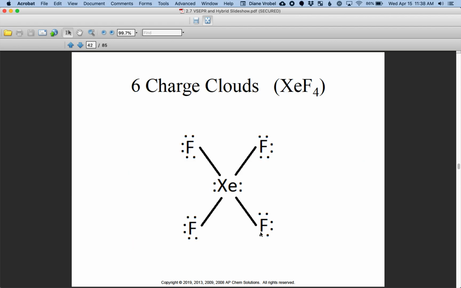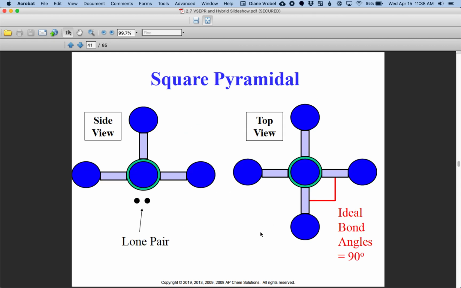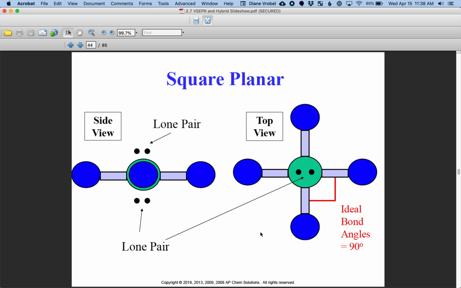Okay, so here is an example where we have xenon and it has 4 covalent bonds and 2 sets of lone pairs. So once again, it has to have a different name. So instead of the previous one where it was square pyramidal, this one is square planar. And here it has 90 degree bond angles. I would argue with the side view, it also has 180 degrees.